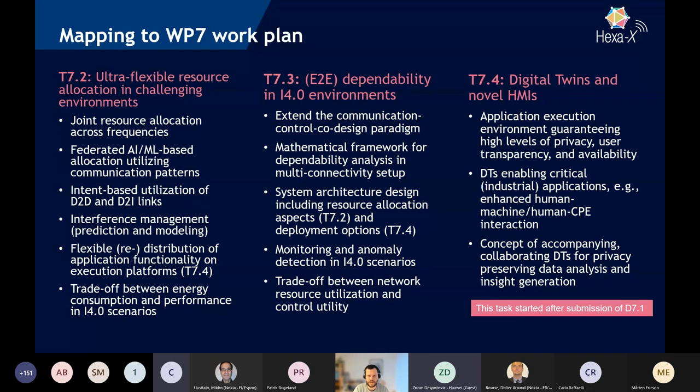And then we have basically a cross-cutting fourth task, T7.4 on digital twins and novel HMIs, that looks into an application execution environment, achieving high levels of privacy, user transparency, and availability, basically as kind of the execution environment for the industry 4.0 use cases we described also in our deliverables. We look into methods for human-machine interaction, novel HMI concepts, and also the concept of having personalized accompanying digital twins that are able to collaborate with each other. So rather than building a meta model of the whole world, you want to federate different digital twins capturing different sub aspects and be able to exchange data in a privacy preserving way between those twins.